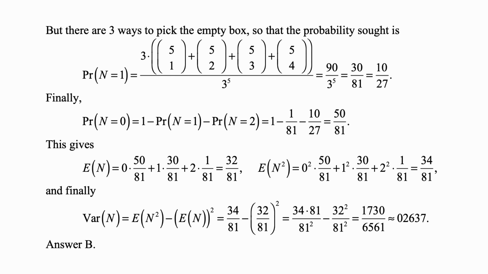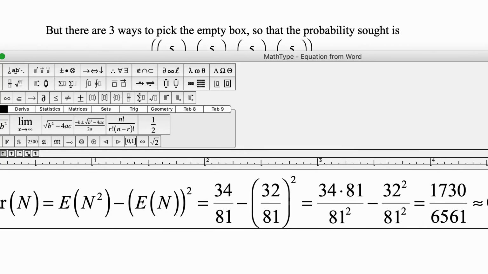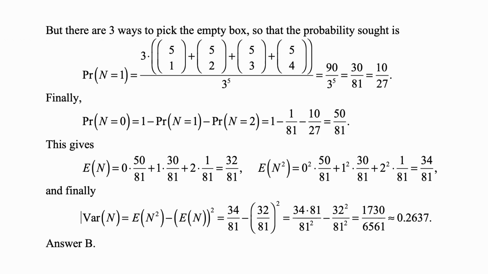The variance of n is the second moment minus the square of the first moment, so it's 34 over 81 minus 32 over 81 squared, and that's 34 times 81 over 81 squared minus 32 squared over 81 squared. That turns out to be 1730 over 6561, approximately 0.2637, and that's answer B.